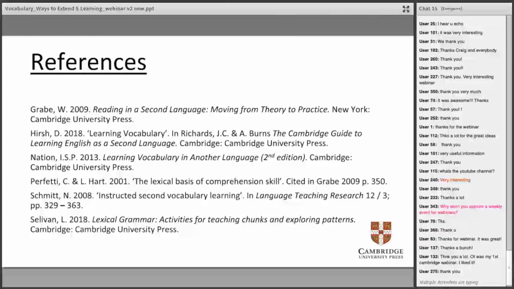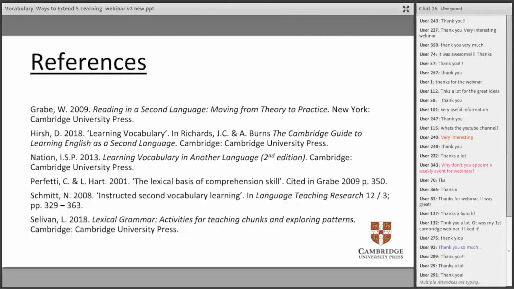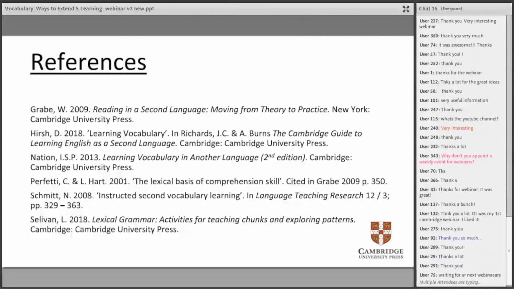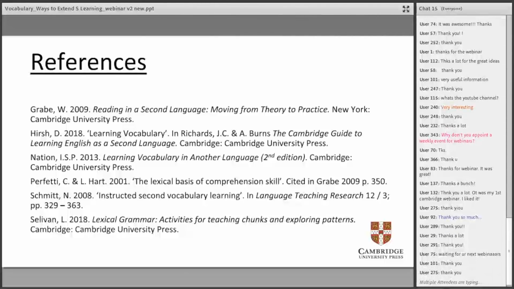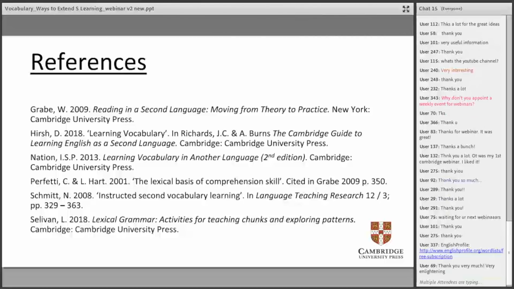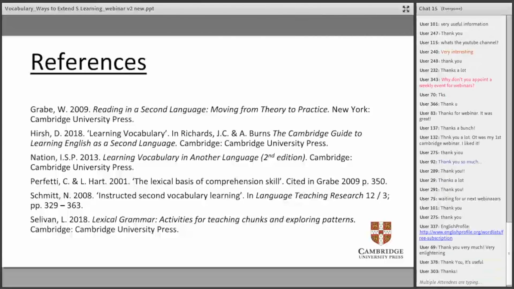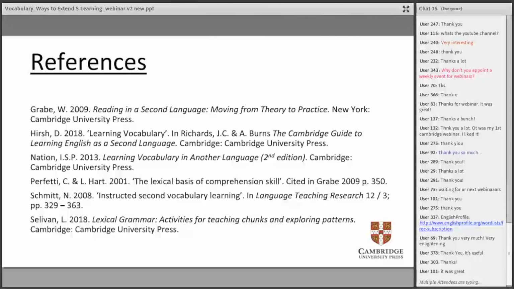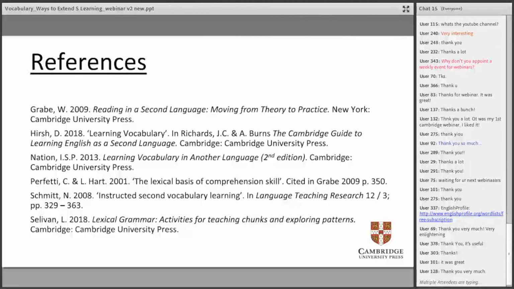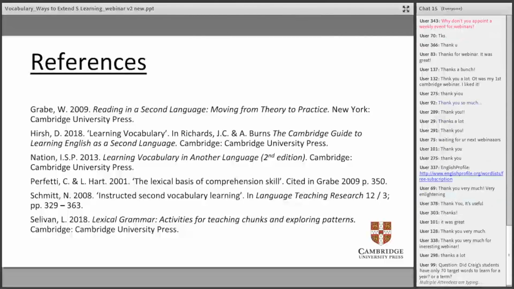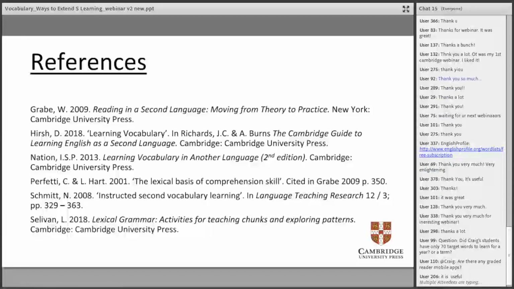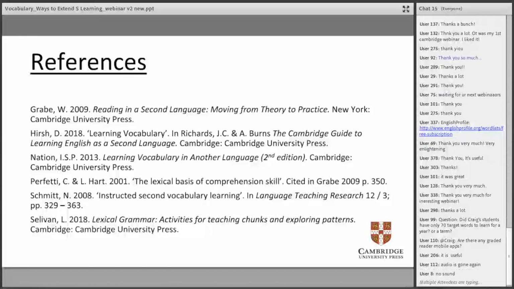A question that we had from Haneke is, can we use English Profile that you spoke about before? Is that a free resource for people to use? Yes, it is. All you need to do is register. If you go to English Profile, there's a grammar profile and a vocabulary profile. So you need to go to the vocabulary profile.